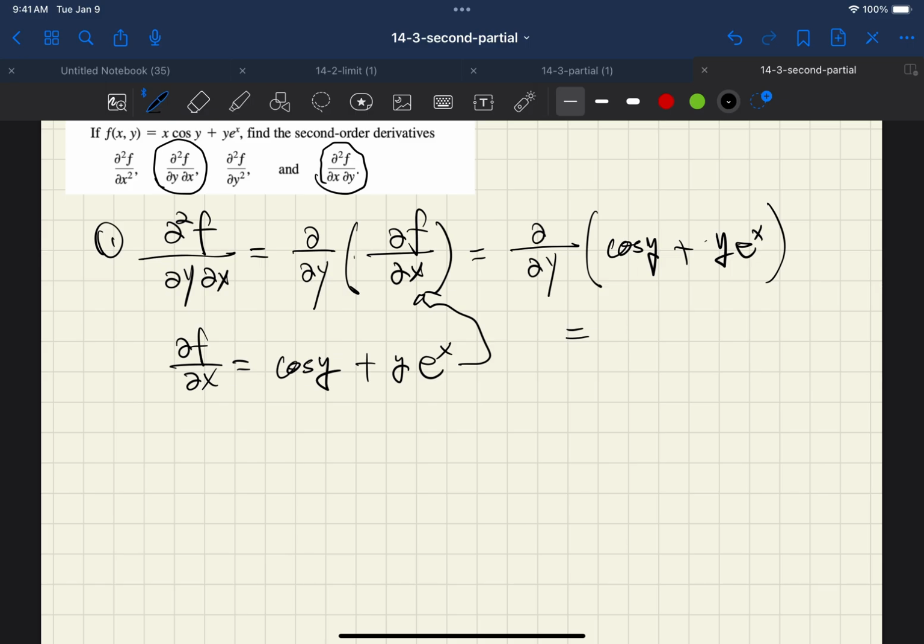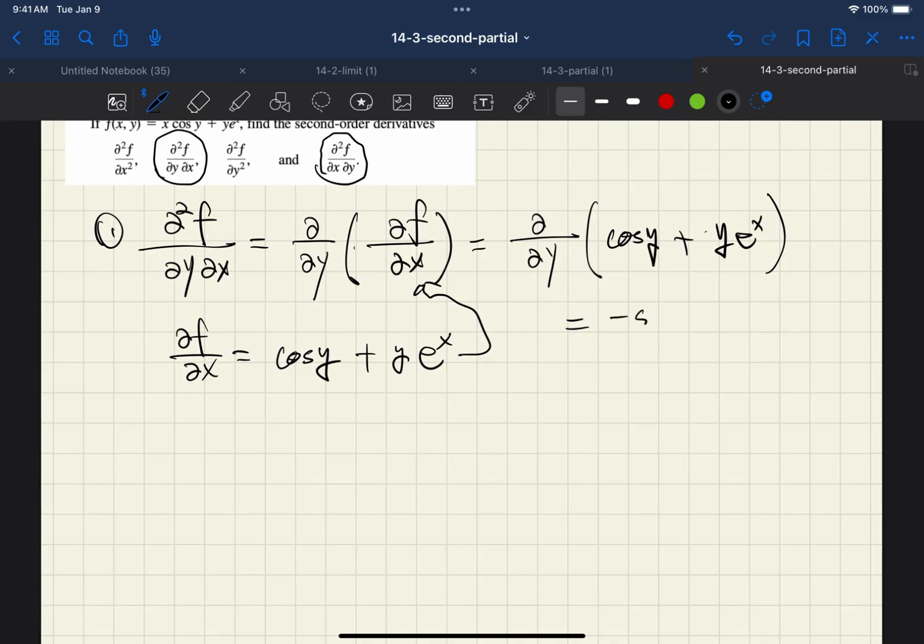And then that becomes taking the derivative with respect to y of this function. And in this function, y is the variable, the running variable, it's changing, but x is constant. So in other words, e to the constant is another constant. So you can think of this as a coefficient of y. So when we take the derivative, cosine y derivative is negative sine y. And y times constant, its derivative is its constant, its coefficient. So this is the answer.